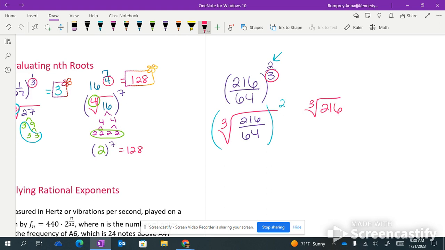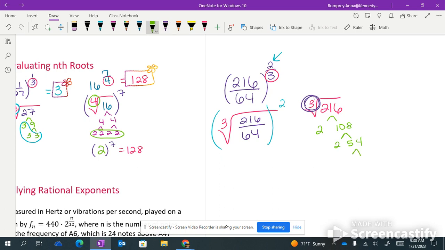Wait, did we already do 216? Or am I just... No, we had a 128. Okay, so 216. So I'm going to start breaking that down. 2, so that would be 108. And 2 again, 54. Beautiful. All right, what are we looking for groups of? Okay, so groups of 3.